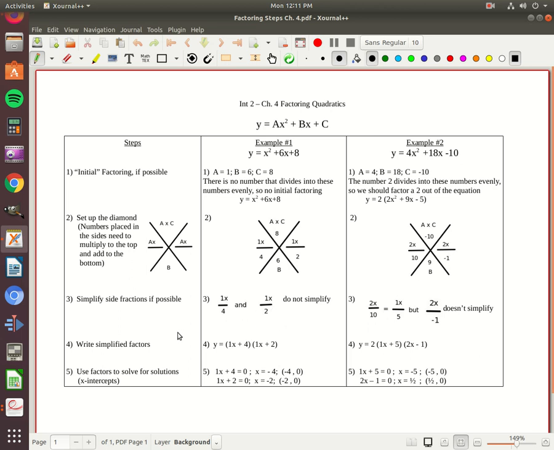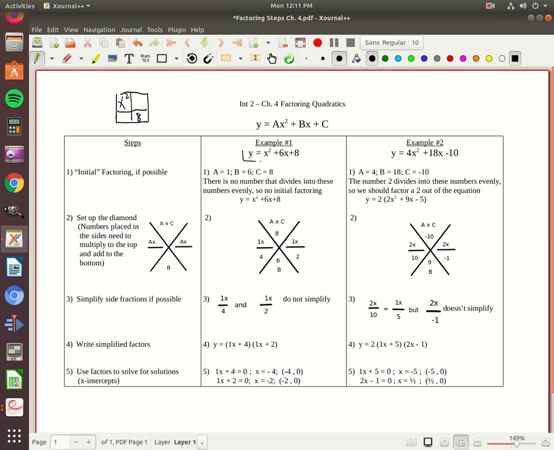Now what we're going to do is write the simplified factors. And it's literally as simple as parenthesis the top plus or minus the bottom. So 1x plus 4 and 1x plus 2. So what we've done is we've actually factored. We have taken it from the sum and written it as a product. Let me pause for a second and set this up to show you what I'm talking about.